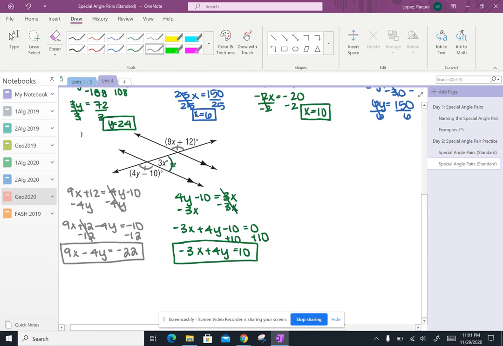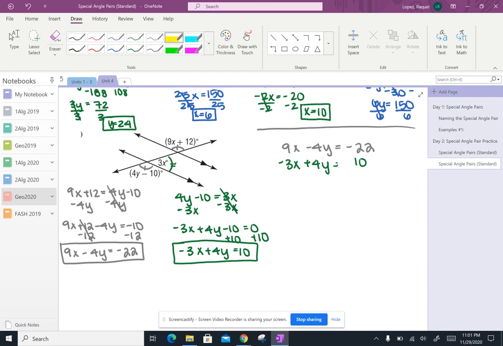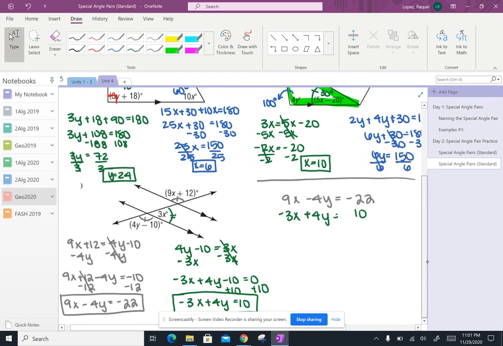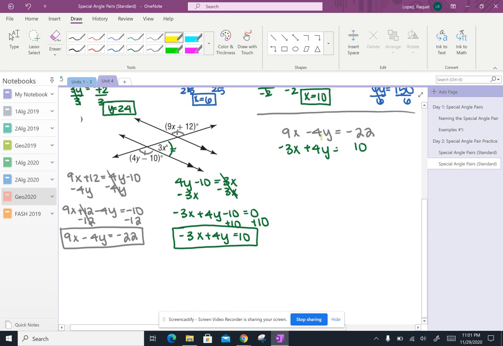Next thing I want to do is to stack my variables, and I'm going to do that over here. So I'm going to do 9x minus 4y equals negative 22. And I'm going to write the green equation right below it. I have negative 3x plus 4y equals 10. So if I want to use elimination, I want to eliminate one of my variables. When I look at my y's, I can see that the numbers in front, aka the coefficients, are the same. Because they both have a 4 in front of the y's.